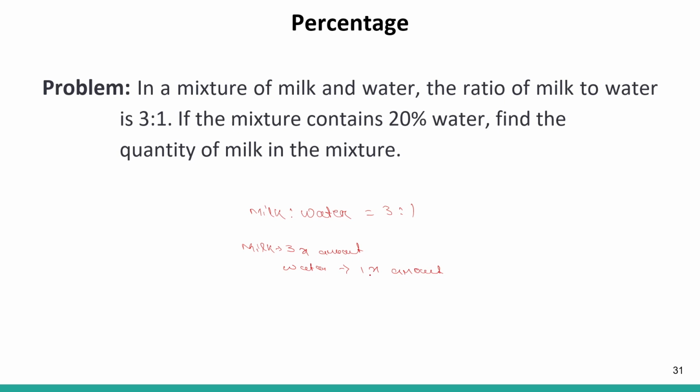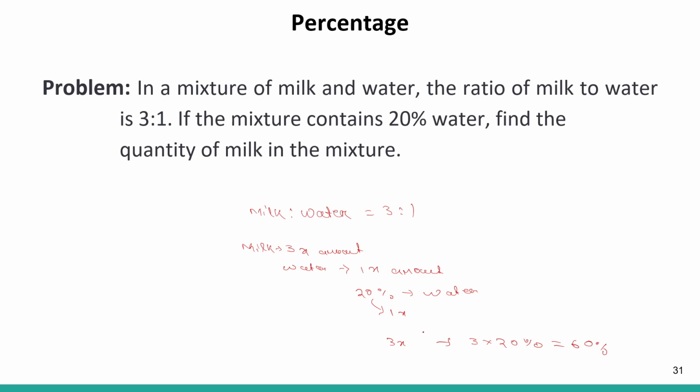So it tells us that 20% water, so 20% is 1x. Okay, so what is 3x? So 3x percent is what? Milk. So 3x will be 3 into 20%, that is equal to 60% milk. Okay, the amount of milk in the mixture is 60%.